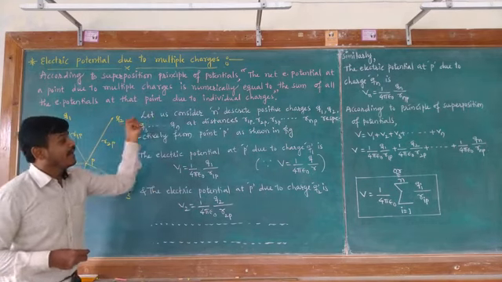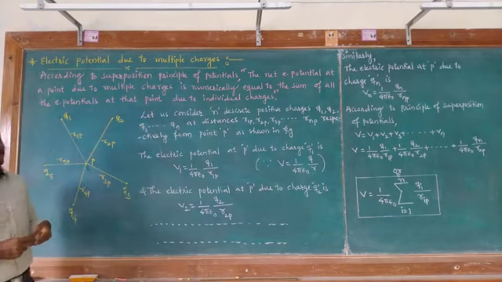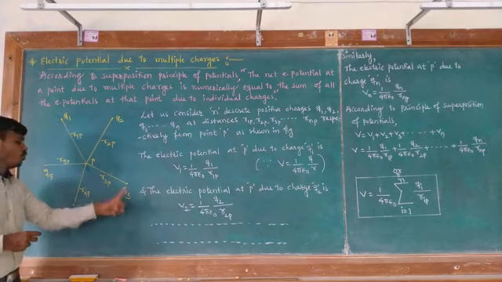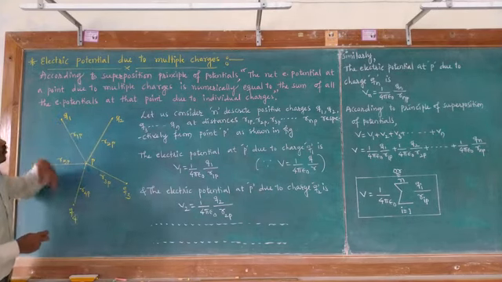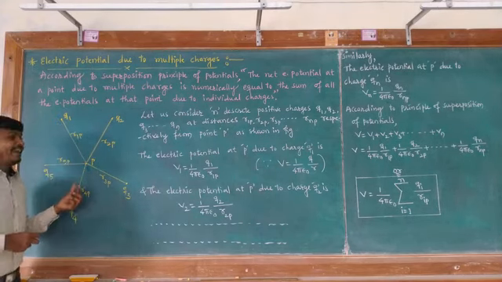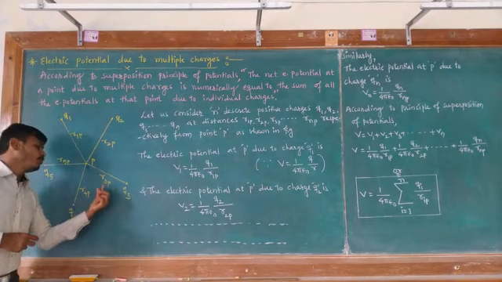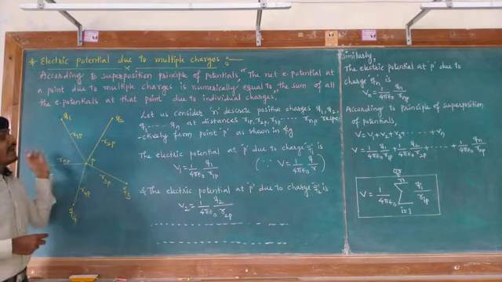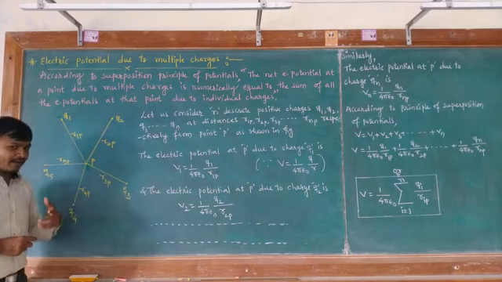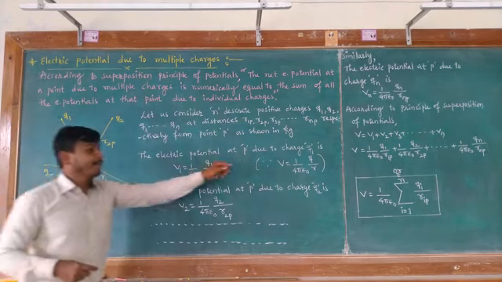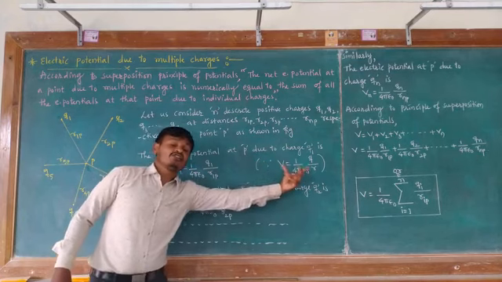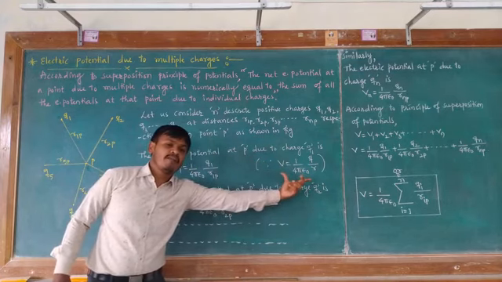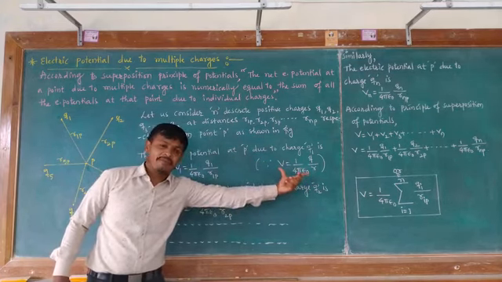Simply, let us consider n discrete positive charges Q1, Q2, Q3, Q4, and so on up to Qn, which are placed at distances R1p, R2p, R3p, and so on up to Rnp respectively from the point P in air or vacuum medium, as shown in the given figure. Basically, the potential at a point due to an isolated point charge is V equals 1 upon 4 pi epsilon naught Q divided by R.